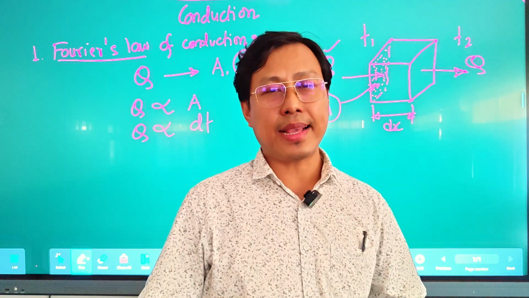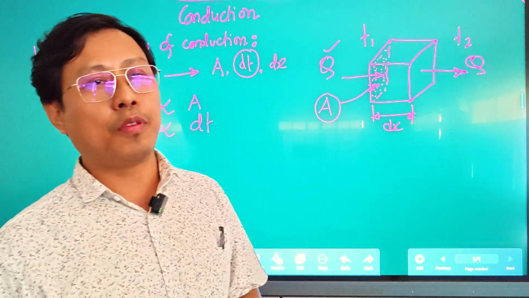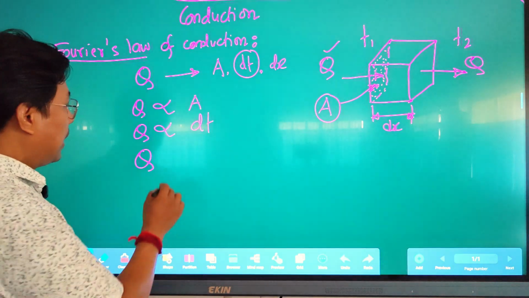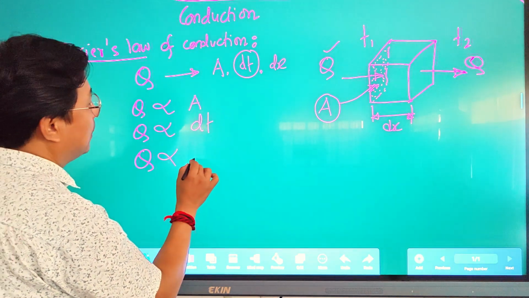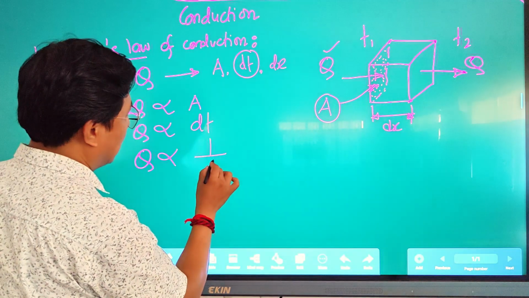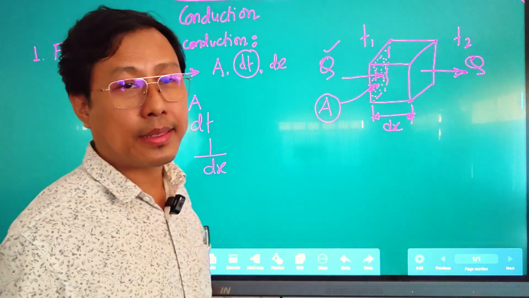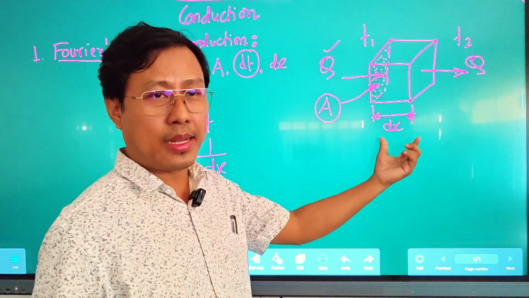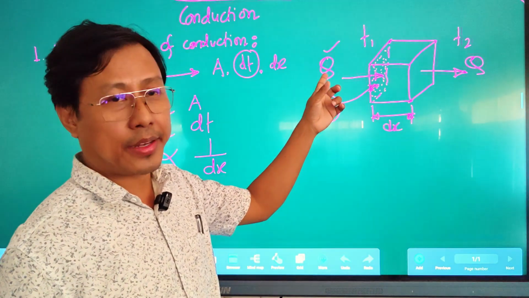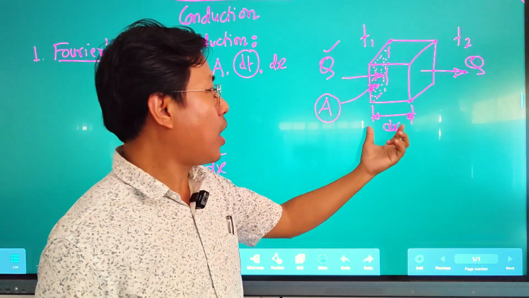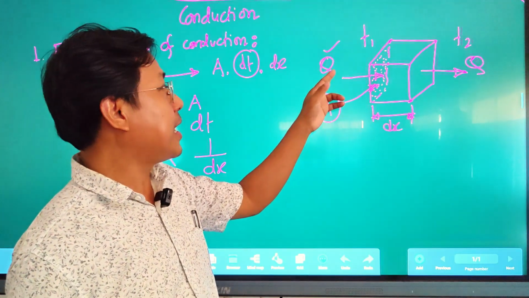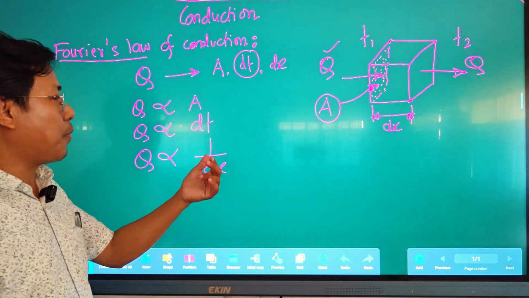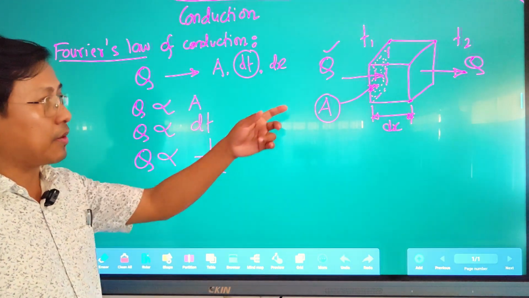And next, this rate of heat flow Q through the conduction is inversely proportional to the thickness. Clear? That means the larger the thickness of the solid material, the lower would be the heat rate. And the smaller the thickness, the larger will be the heat flow. So this Q is inversely proportional to the thickness of this particular solid.